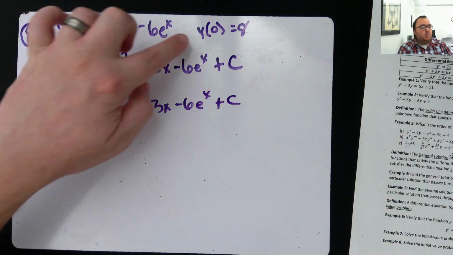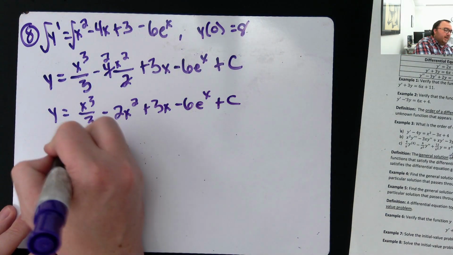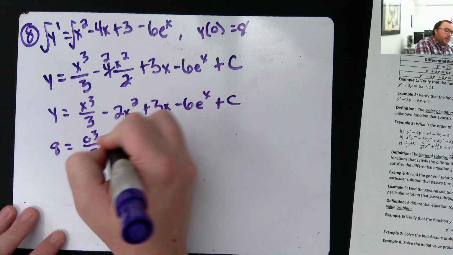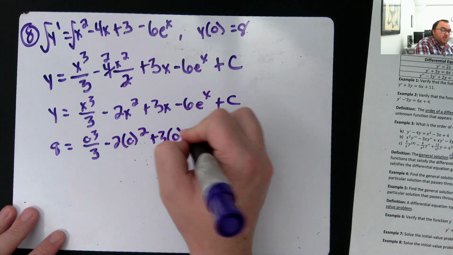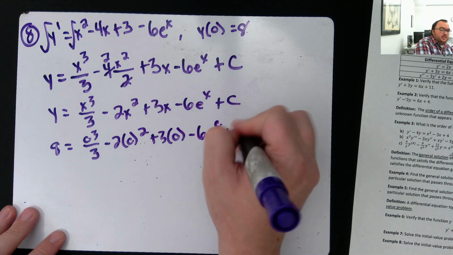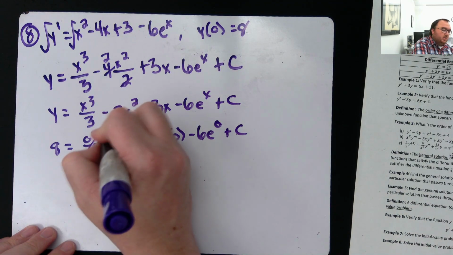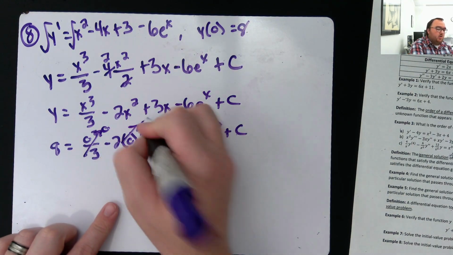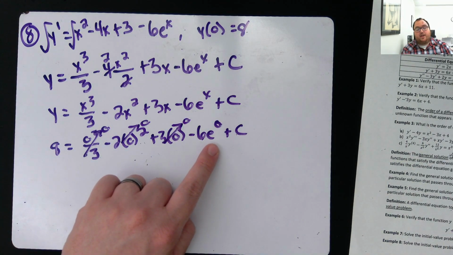Okay, now plug in our point. 0 for x, 8 for the y. So 8 equals 0 cubed over 3 minus 2 times 0 squared plus 3 times 0 minus 6e to the 0 plus c. 0 cubed is 0. 0 squared is 0. 3 times 0 is 0. e to the 0 is 1.